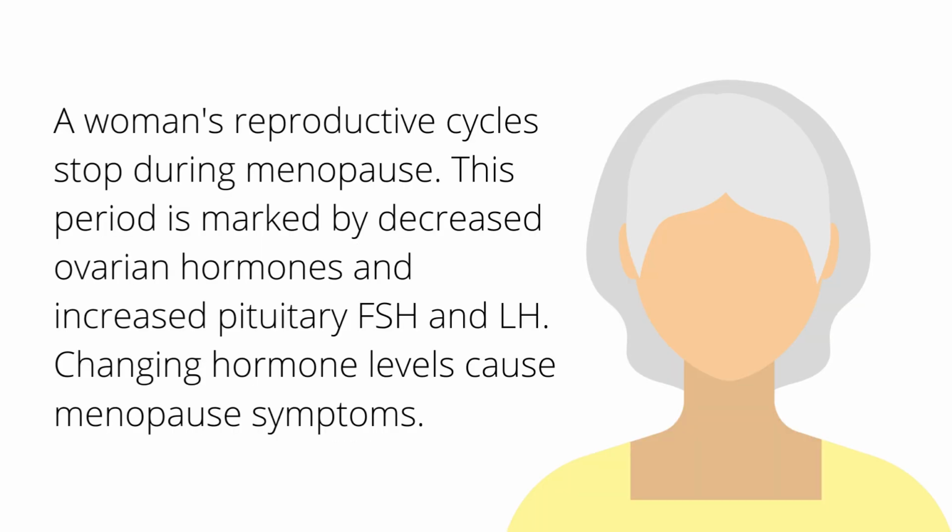Menopause occurs when a woman's reproductive cycles stop. This period is marked by decreased levels of ovarian hormones and increased levels of pituitary follicle stimulating hormone and the luteinizing hormone as well. The changing hormone levels are responsible for the symptoms associated with menopause.